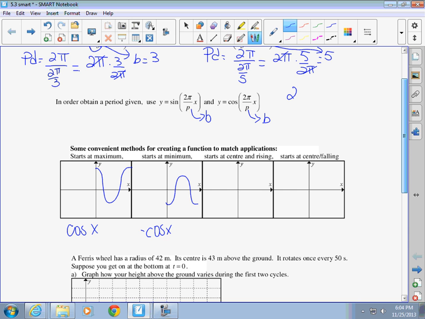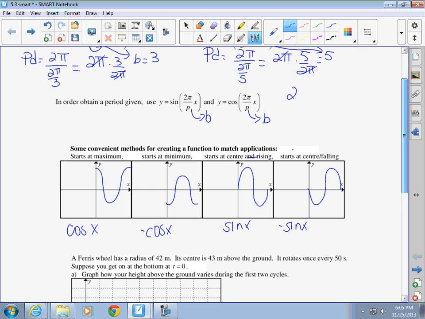Okay, if it says that it's starting at the center and rising, then that means we have a sine graph. So it's going to start here, and then rise, and then continue. So it's basically a regular sine graph. If it says it starts at center and it's falling, then you're going to have that negative sine graph. So these are just some key words or key phrases for you to keep in your memory bank for when you're doing these questions.